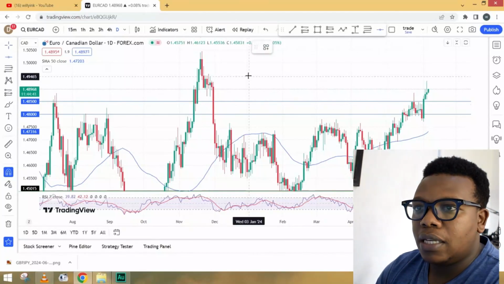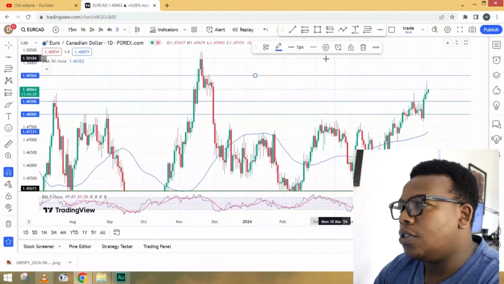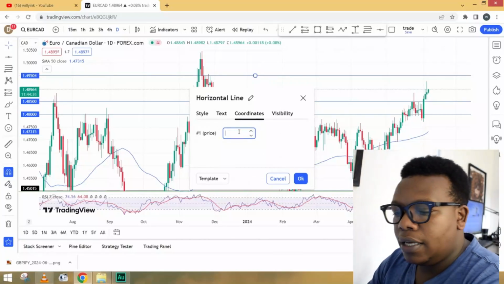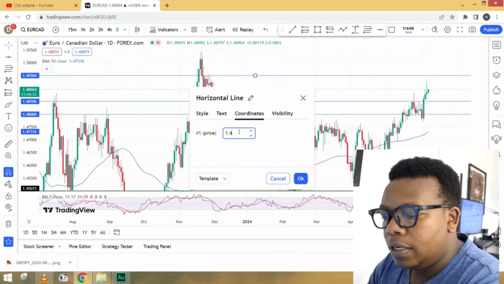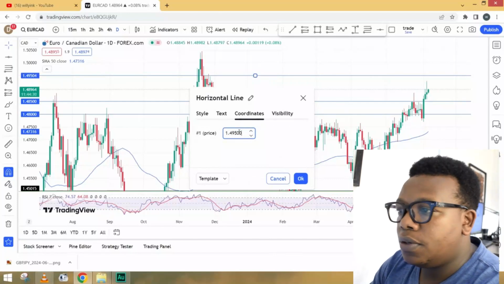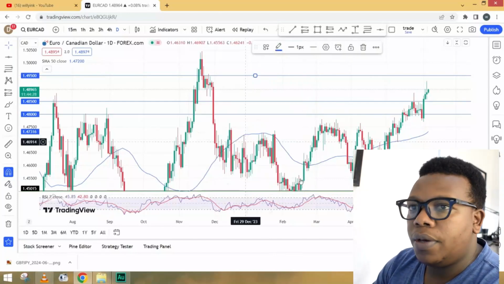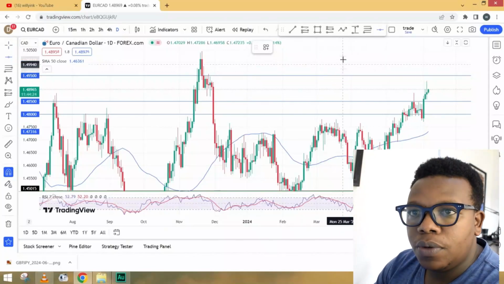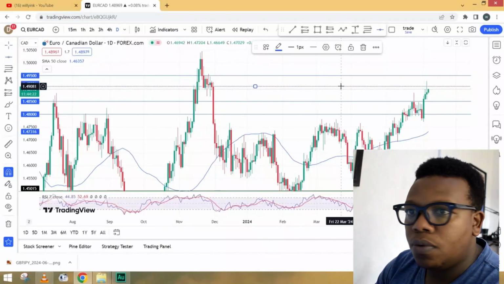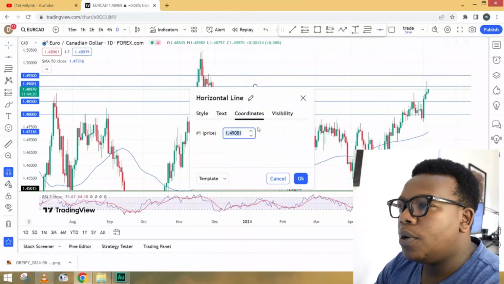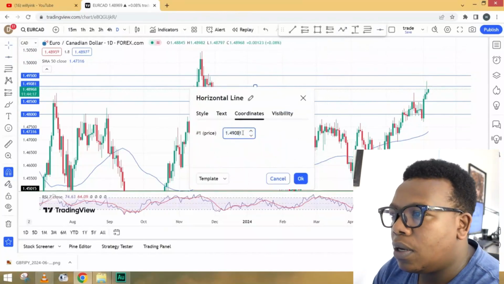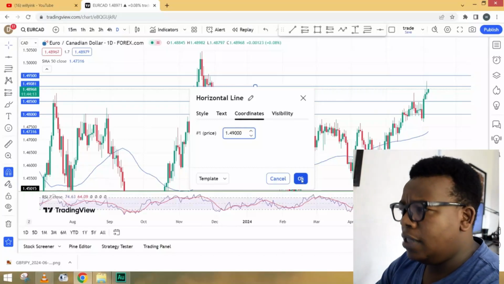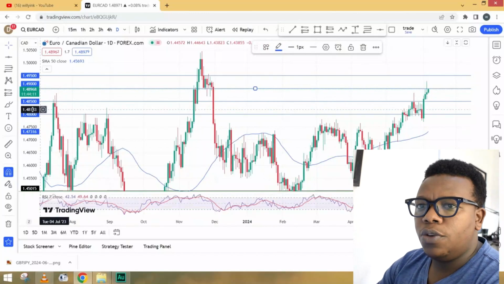So I'll just come here and add another psychological level, which is 1.49500. There we go. Then let me add another one where the market is about right now, which is 1.4900. It's very, very crucial for you to make sure you understand that.